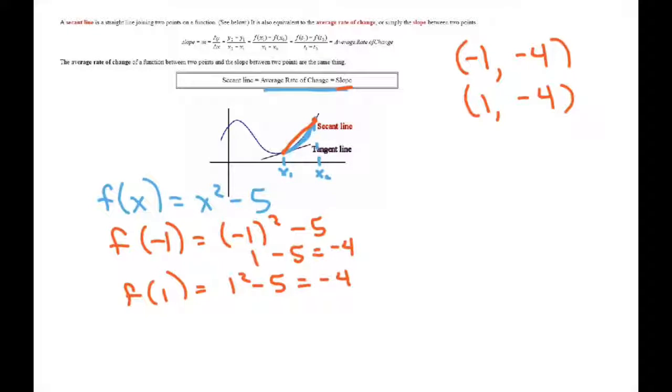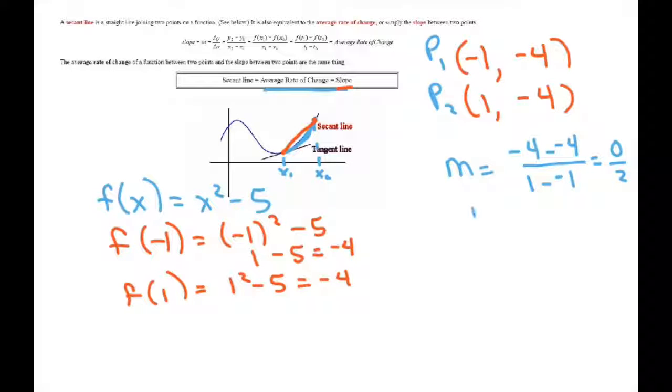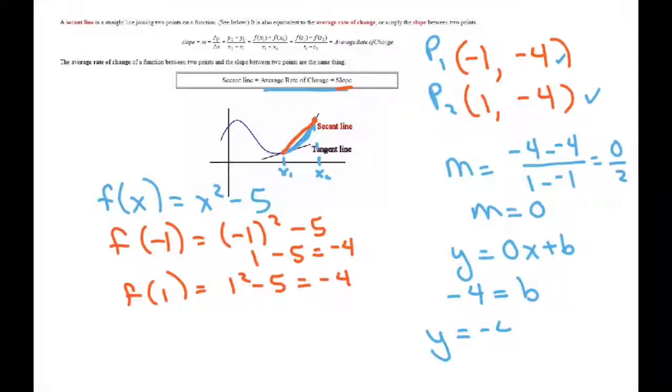So when you do your slope on this one, we call this point 1, point 2, you're going to get -4 minus a -4 divided by 1 minus a -1. That's going to be 0 over 2, which is just 0. So our slope is 0, and our secant line is going to be 0x plus b. Let's plug in one of these points. Let's plug in that one. So when y is -4, we get b, because it's always b. So basically your equation is y equals -4. It's going to be a constant slope.